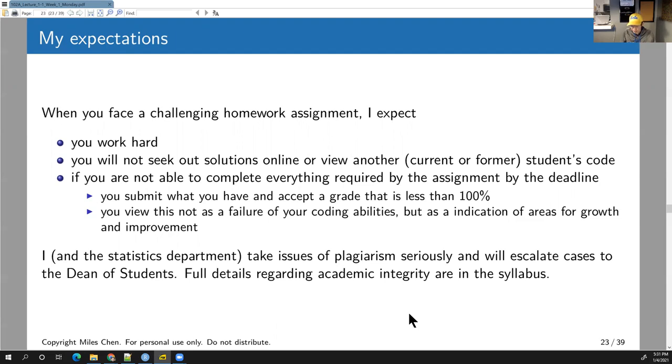So that's what we have. I do take issues of academic dishonesty and cheating seriously. And if I need to, we'll escalate it to the dean of students. It's my least favorite thing to do. I don't like it at all. Okay. But if we have to do it, I'll do it.